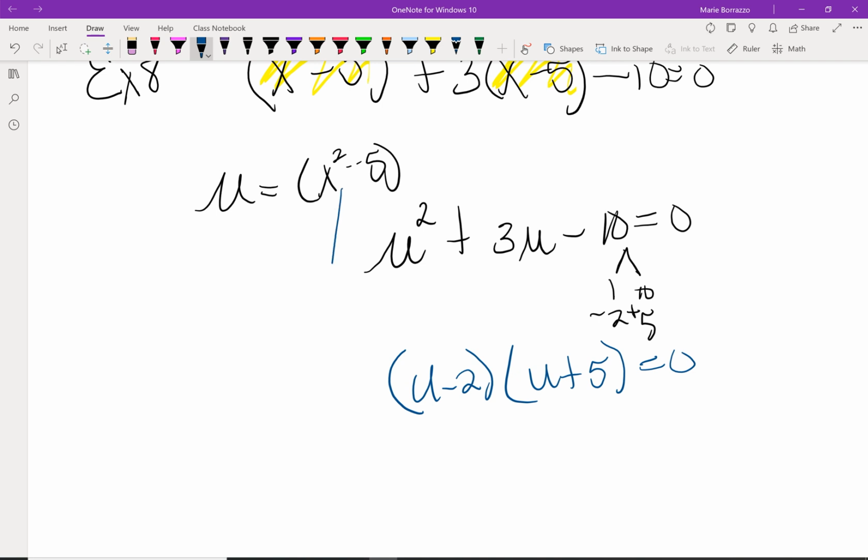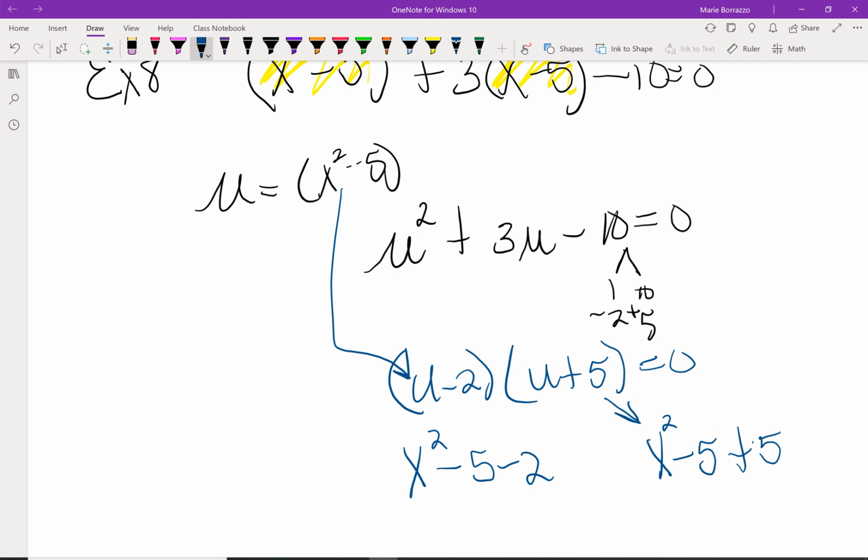And then just substitute in your u. So this is really x squared minus 5 minus 2. And over here, I have x squared minus 5 plus 5. And as we always do, we set this to 0, set that to 0. So this will result in x is equal to plus or minus square root of 7. And this will result in x is equal to 0.